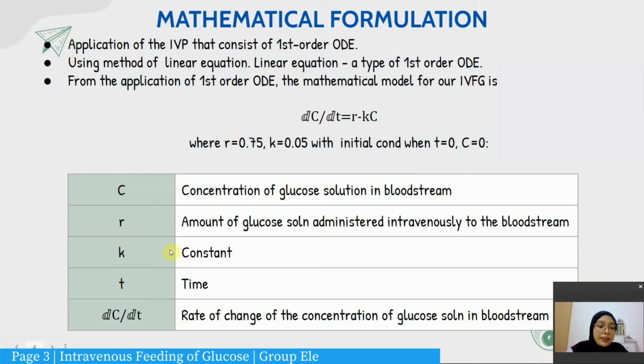So these are the parameters where c is the concentration of glucose solution in bloodstream, r is the amount of glucose solution administered intravenously to the bloodstream, k is a constant, t is time, dc over dt is the rate of change of the concentration of glucose solution in bloodstream. So next, I will pass to Nurainaa Zafirah.